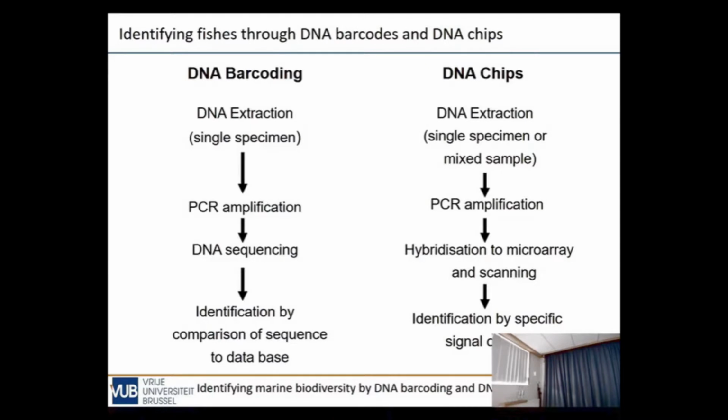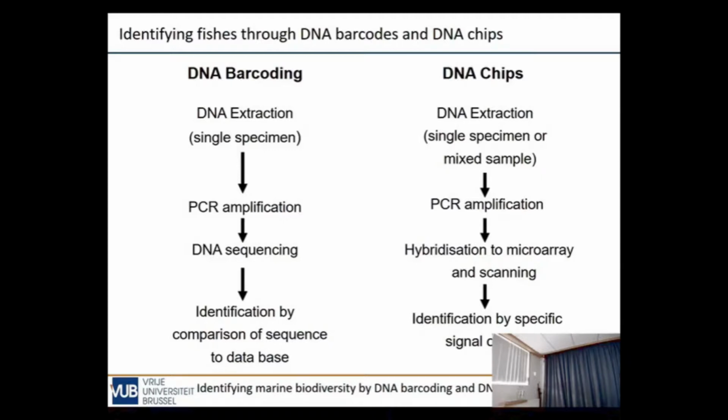So DNA barcoding, you start with DNA extraction, usually with single specimens, especially when you set up the database and you have your reference organisms. You make a PCR amplification, you make a usual Sanger sequencing, and then you put it in a database, and when you then have an unknown sample, you do the same process, you compare it to the database, and then you can identify it. In DNA chips, it works a bit different.